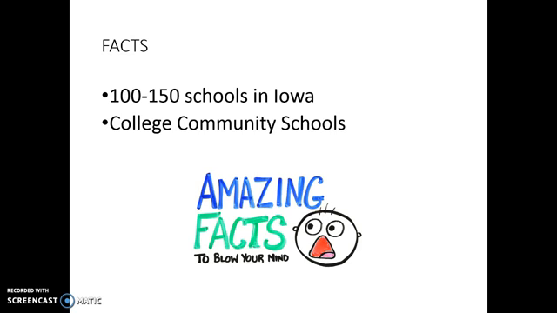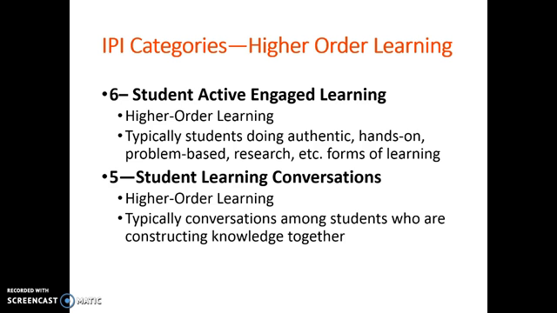There are approximately 100 to 150 schools in Iowa that use the IPI process, including college community schools right here in Cedar Rapids. The IPI categories are just a system of codes. It's not saying necessarily that one code or one category is better than the other category. It's just a system of coding things.